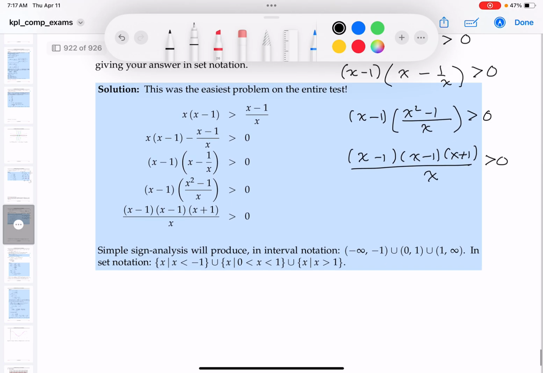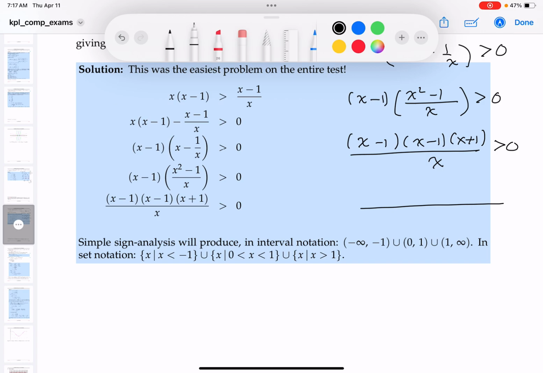Then I'd go to a number line. And on a number line I talk about where all these factors change their signs. So the bottom changes its sign when x is 0. All right? The top changes its sign at two different numbers, at 1 and at minus 1. So these factors are changing their signs there. All right, so what I'm going to do is take a test point and figure out what's happening at those test points. So a good number after 1 to choose would be 2.